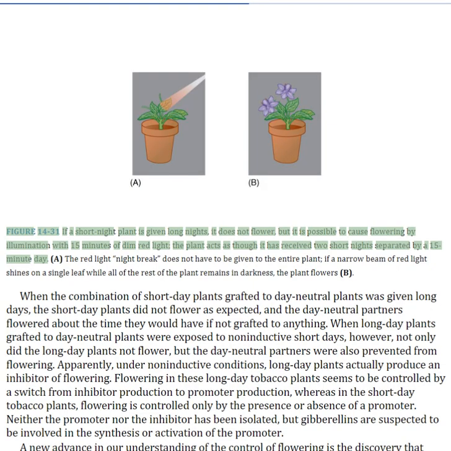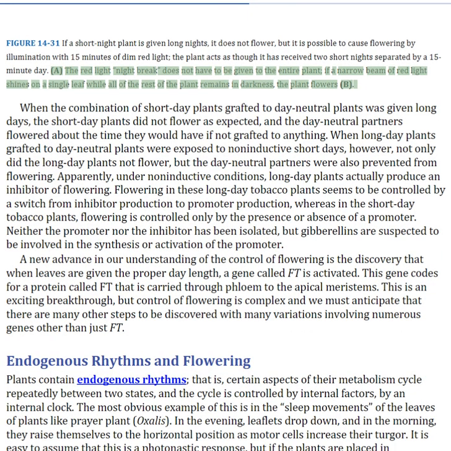Figure 14.31. If a short night plant is given long nights, it does not flower, but it is possible to cause flowering by illumination with 15 minutes of dim red light. The plant acts as though it has received 2 short nights separated by a 15-minute day. The red light night break does not have to be given to the entire plant. If a narrow beam of red light shines on a single leaf while all of the rest of the plant remains in darkness, the plant flowers.